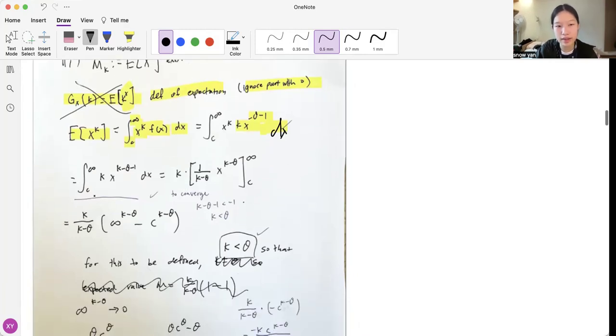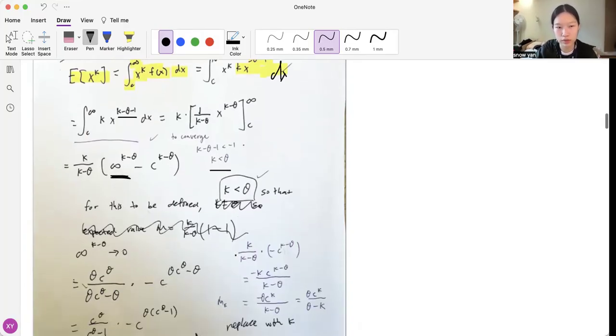Then I get this expression, and I plug in c and infinity. I argued for it to be defined because this thing has to be defined, so k has to be smaller than theta. A faster way is to note that up to this point it has to converge, so the exponent on x should be less than minus 1, so k would have to be less than theta. I arrive at the same conclusion.